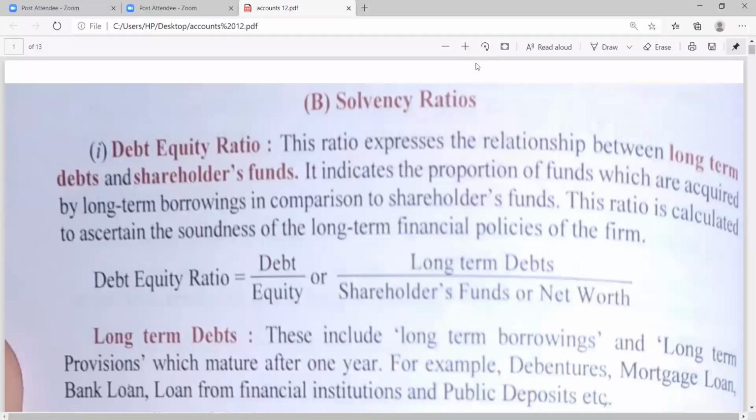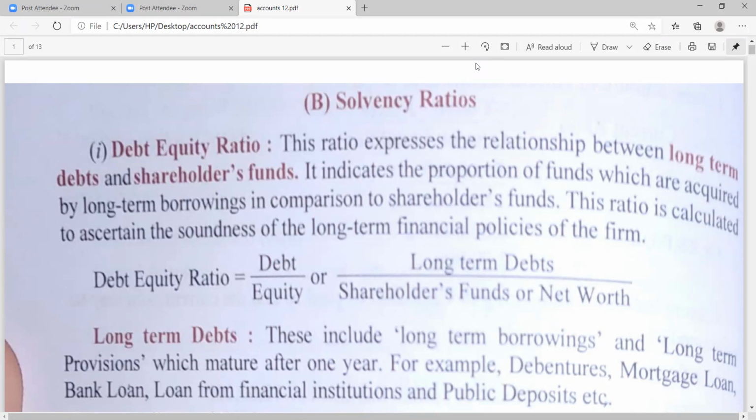Good afternoon, students. While continuing chapter number 5, that is ratio analysis, let's start part B, that is solvency ratio. Solvency ratio consists of various types of ratios that we discussed earlier. Let's start turn by turn. First of all, let's discuss debt equity ratio.